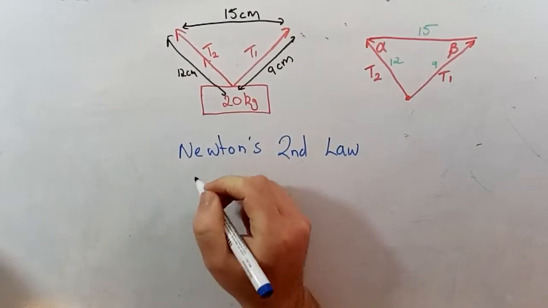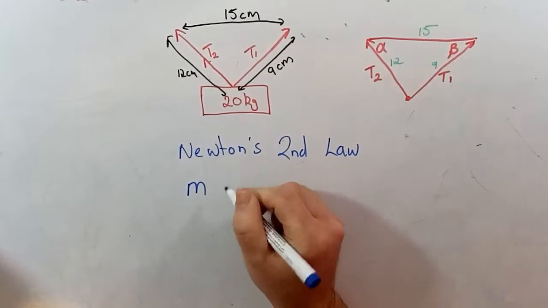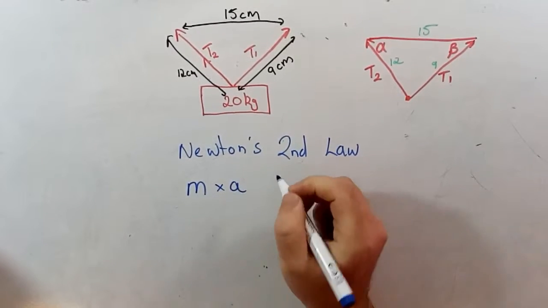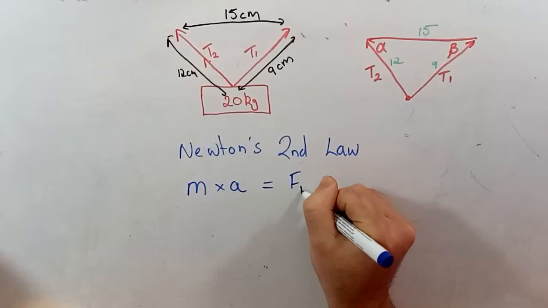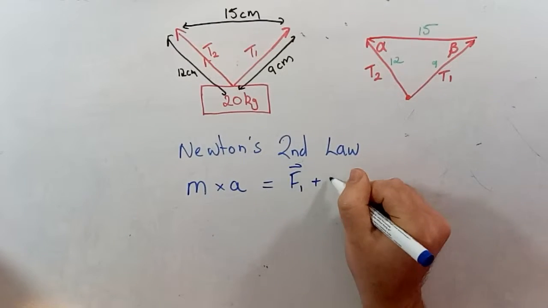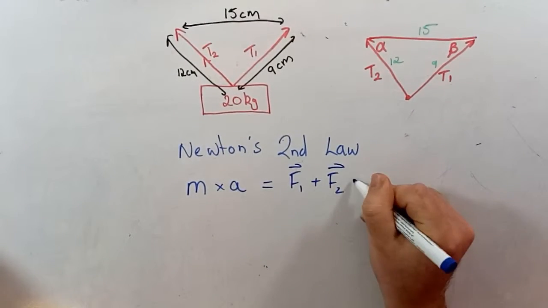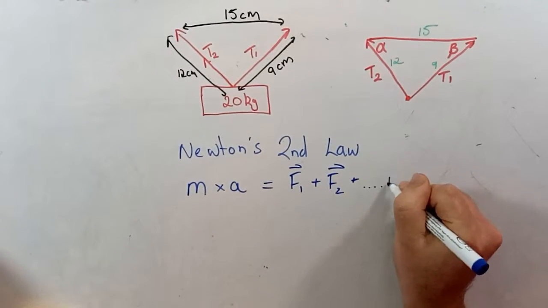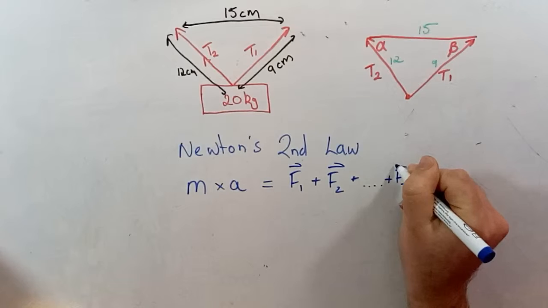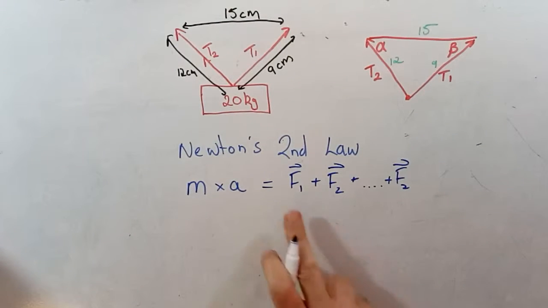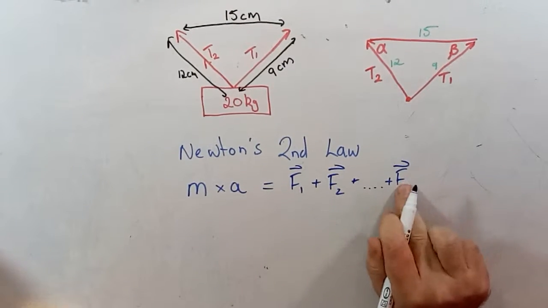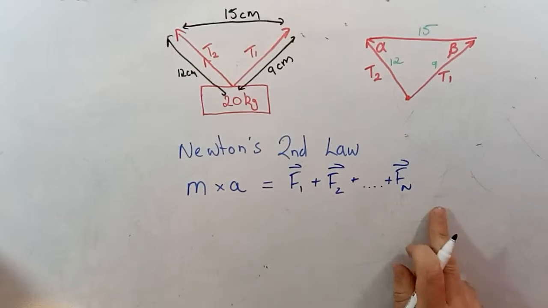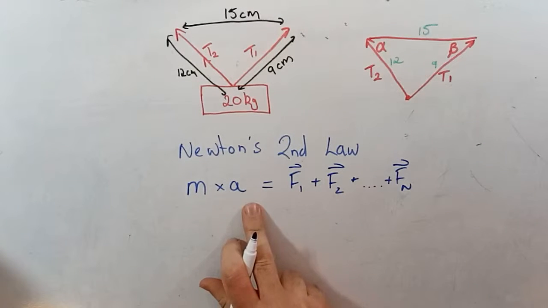Newton's second law is, and this is how we're going to set it up, m times a is equal to each force added up. Now these are vectors, so these are vector sums, which means if you have one going in the opposite direction, then it becomes a negative. Basically, you take that direction into account. This is Fn. So however many forces there are, they'll always add up to ma.